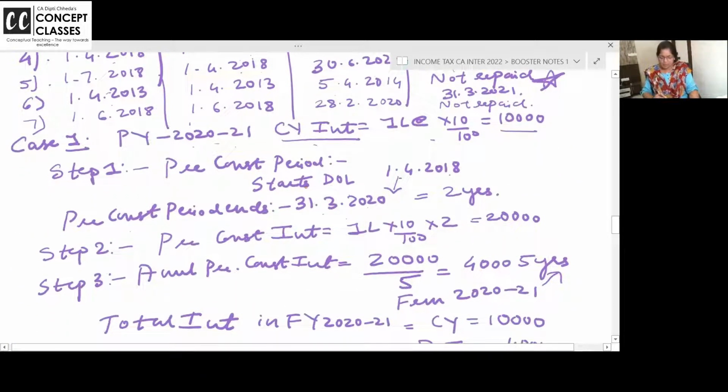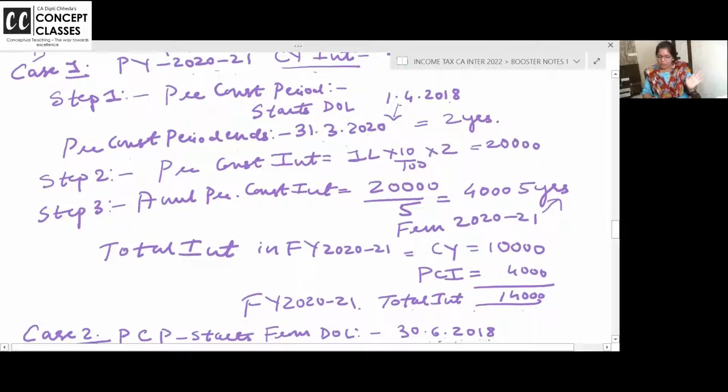See, in step 1. In step 2, pre-construction period ka interest calculate karo. Amount, rate, number of months or years. And pre-construction interest annually is allowed 1/5 every year for 5 continuous years from the year when construction is over.